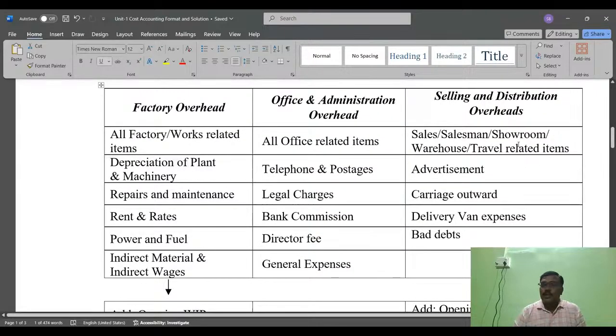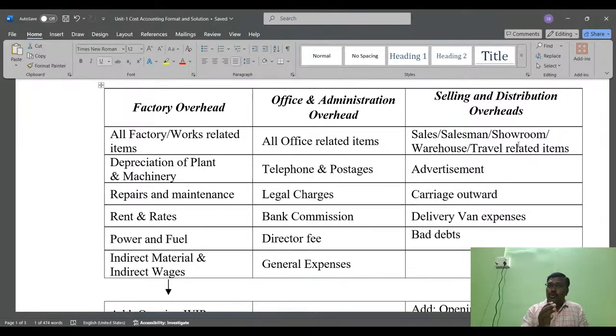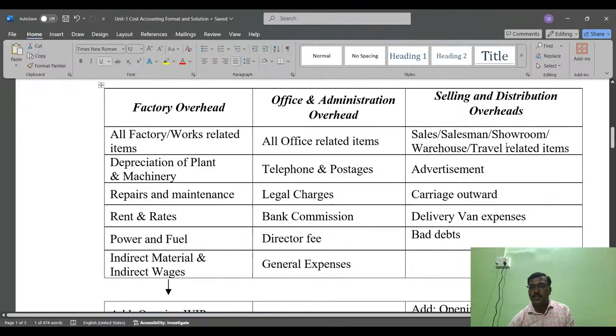It includes sales commission, sales, any expense related with the sales, salesman, showroom, warehouse, and travel related items are named as selling and distribution overhead. Similarly, it also includes advertisement, carriage outward. What do you mean by carriage outward? Expenses incurred to transport the finished product to the selling point is called carriage outward, and delivery van expenses, similarly the bad debt. These expenses will be clubbed as selling and distribution overhead.